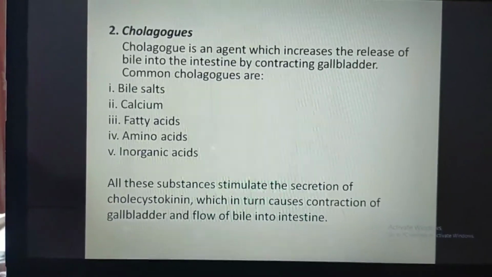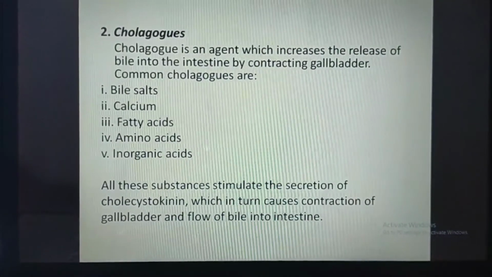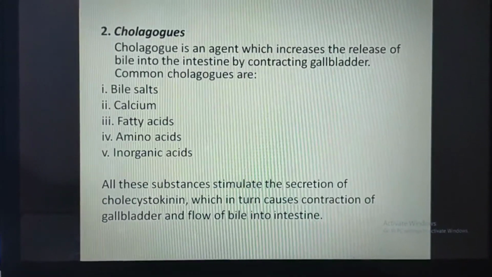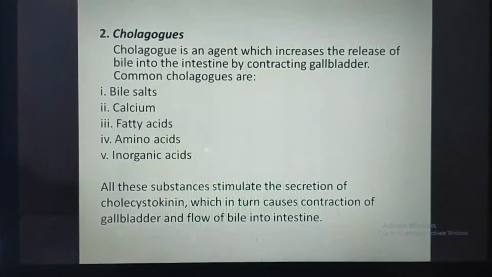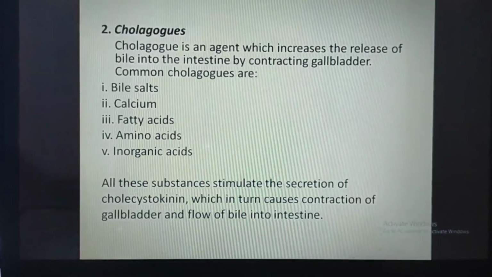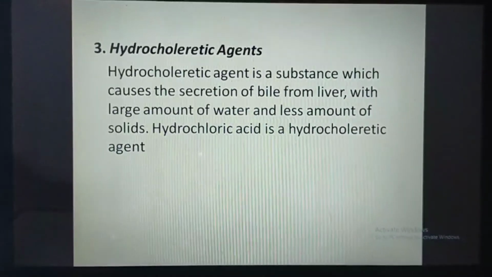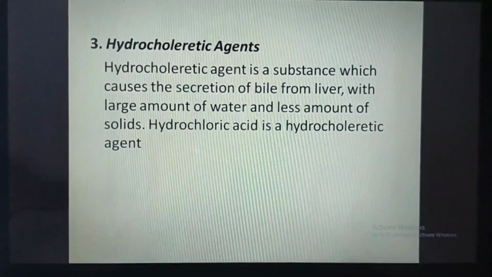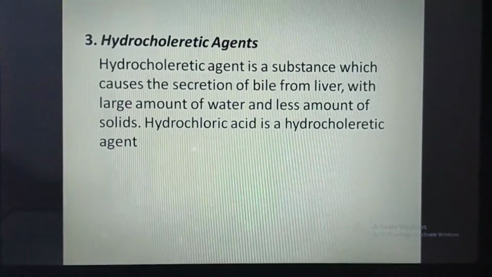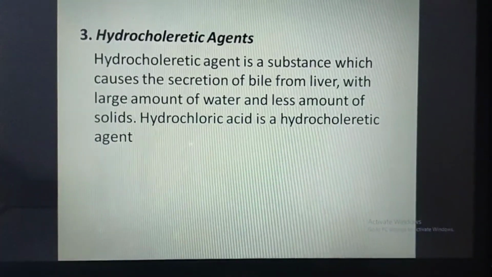Cholagogues. A cholagogue is an agent which increases the release of bile into the intestine by contracting gallbladder. Common cholagogues are bile salts, calcium, fatty acids, amino acids, and inorganic acids. All these substances stimulate the secretion of cholecystokinin, which in turn causes the contraction of the gallbladder and flow of bile into the intestine. Hydrocholeretic agents. A hydrocholeretic agent is a substance which causes the secretion of bile from liver with a large amount of water and less amount of solid. Hydrochloric acid is a hydrocholeretic agent.